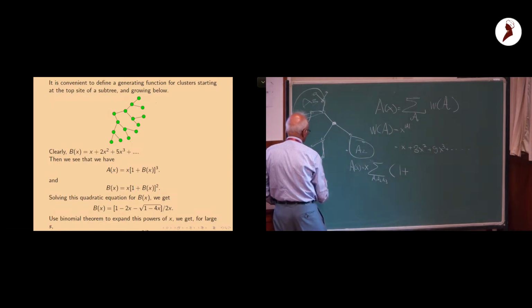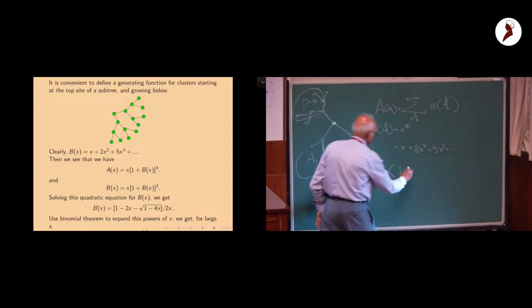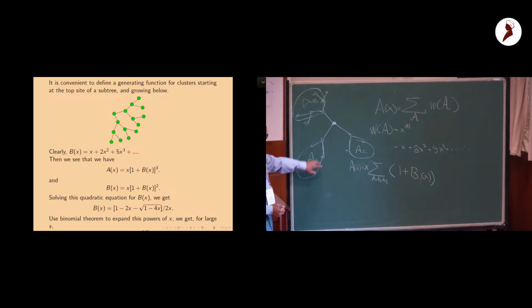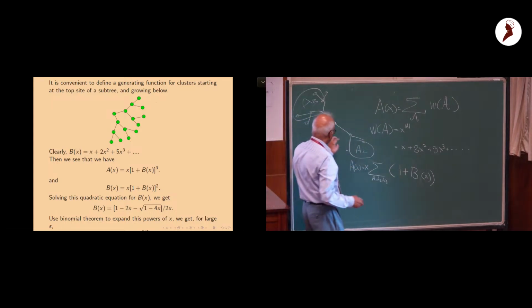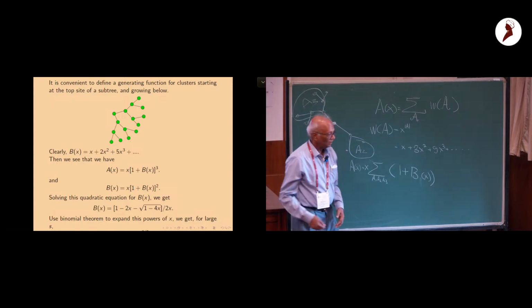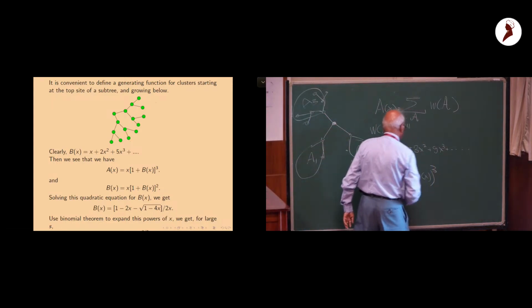So this will be called 1 plus, then you sum over all possible these things. So we called it B(x), the sum over all possible clusters which are growing on this sub branch from this tree downwards, from this top side downwards. And then I sum over this and sum over this, but this sum is the same as this. So the answer will be the same, 1 plus Bx. So this thing gives me (1 plus Bx) cubed.